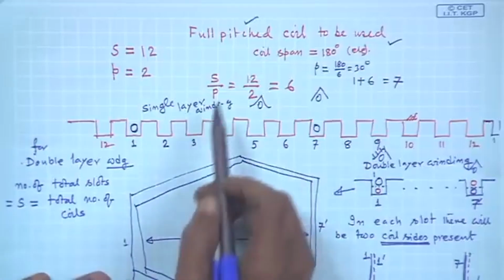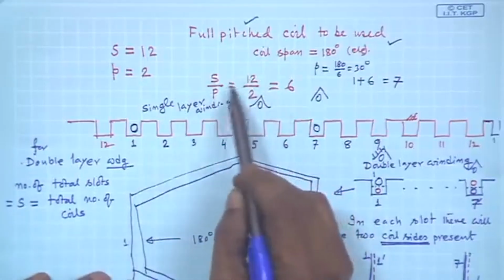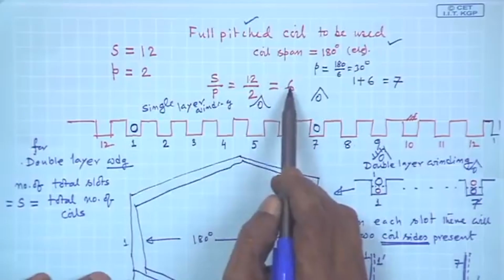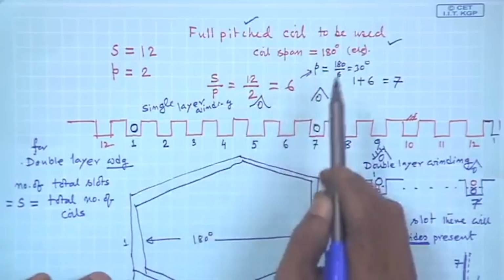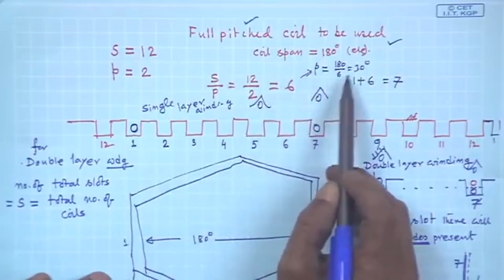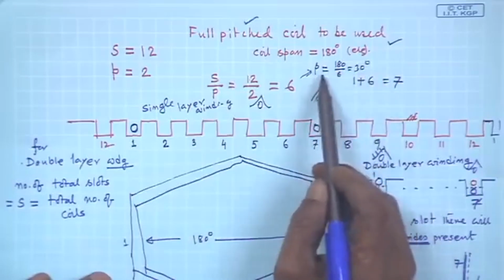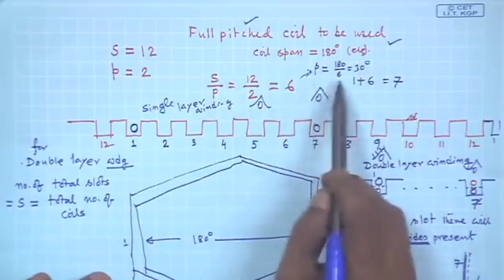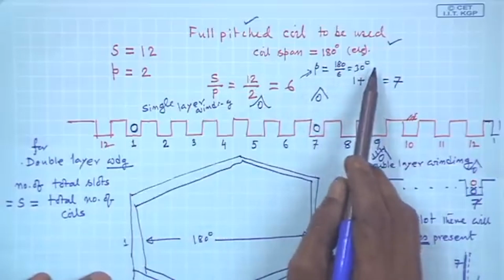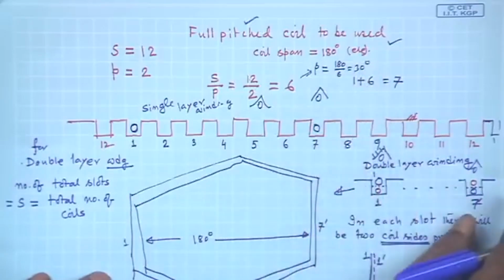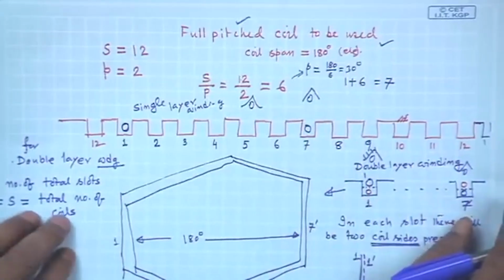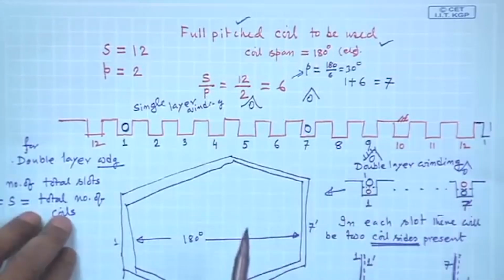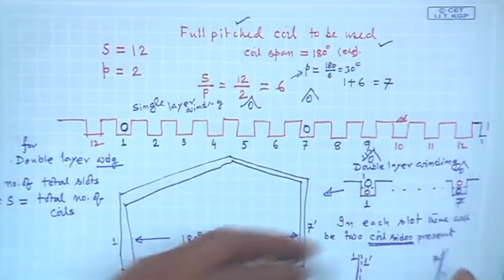So, first thing is you calculate S by P, that is number of slots per pole, 6, from which I can calculate beta, because 6 slots is equivalent to 180 degrees. Therefore, separation between two consecutive slots will be 30 degrees. And then I told that I will make a double layer winding.